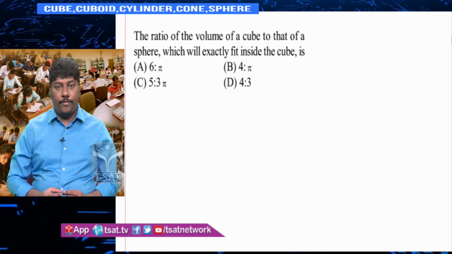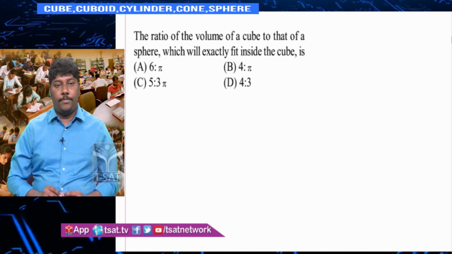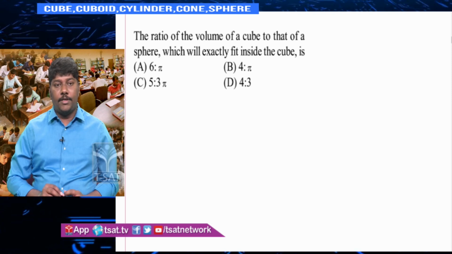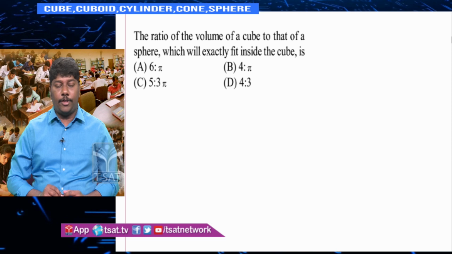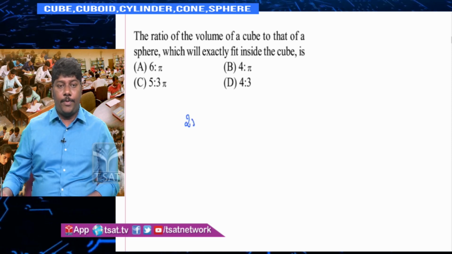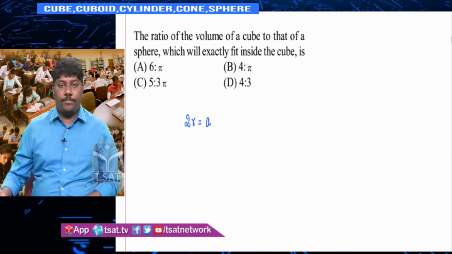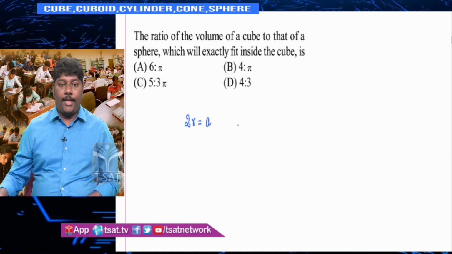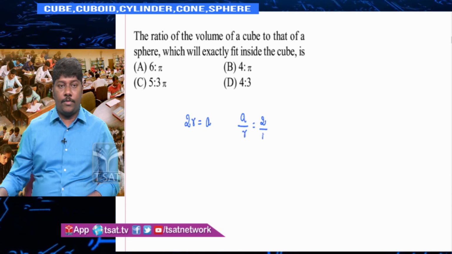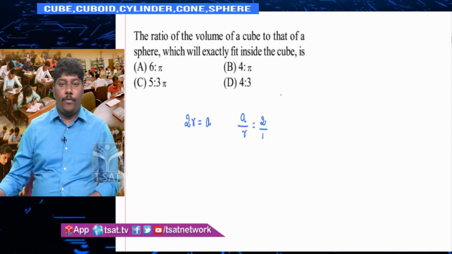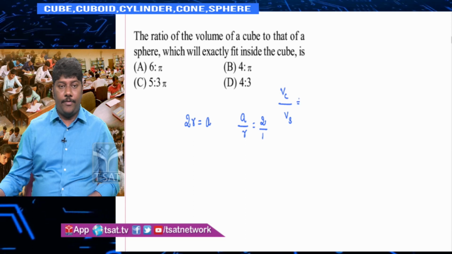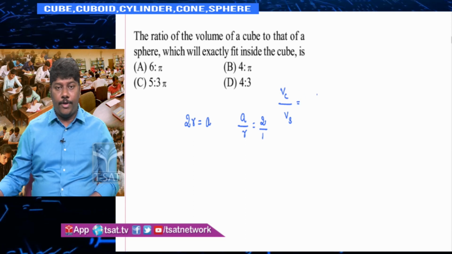Look at the next one. The ratio of the volume of the cube to that of the sphere which will exactly fit inside the cube is. If a sphere exactly fits inside the cube, we already know the relation between them. We know that the diameter of the sphere is equal to the edge of the cube. Now first cube, then sphere, then A by R is equal to 2 by 1. We want their volumes ratio, volume of cube by volume of sphere. It is the relation between cube and sphere.